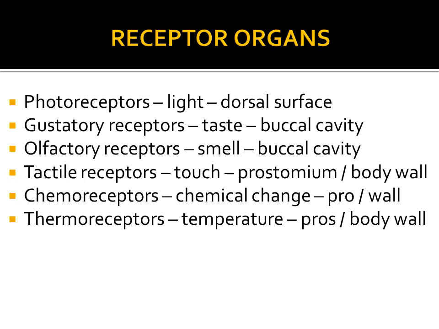Here, especially 6 receptor organs are there for the earthworm. The first one is photoreceptors. Photo means light, so these receptors receive the sense of light. And where is it located? It is located on the dorsal surface of the body.